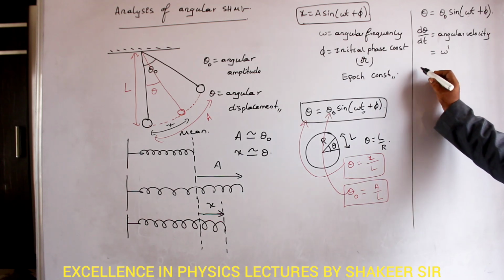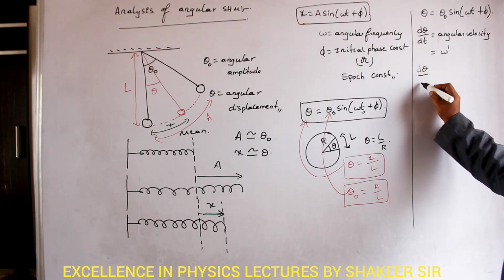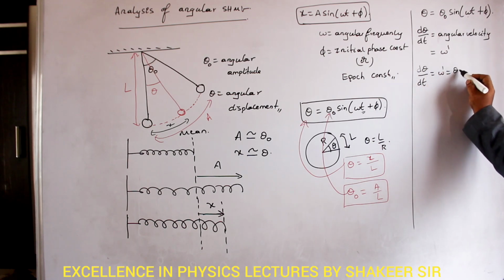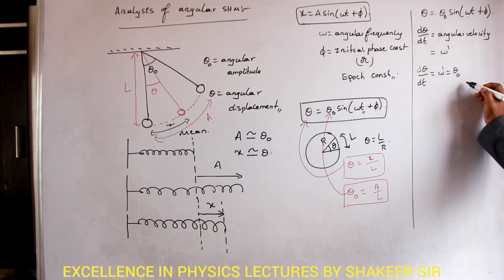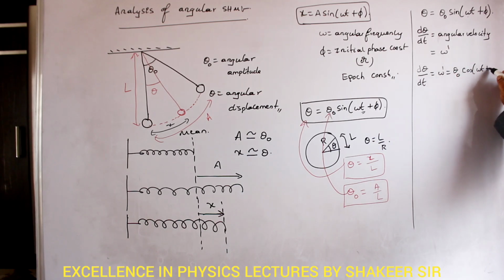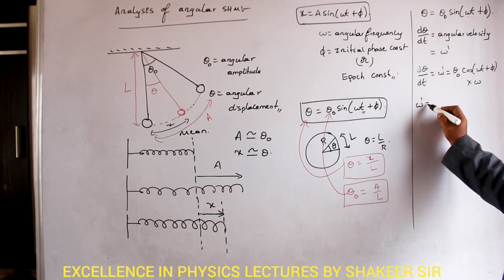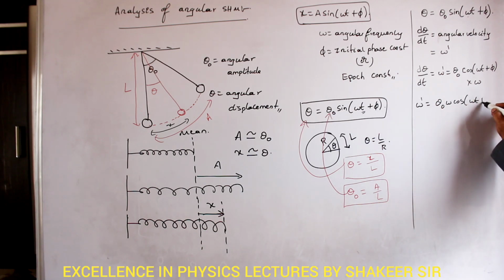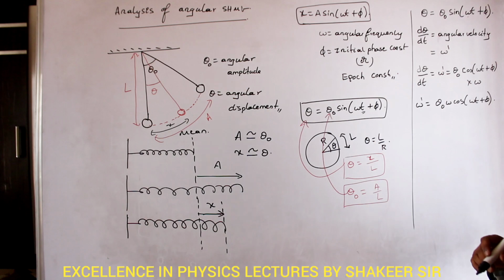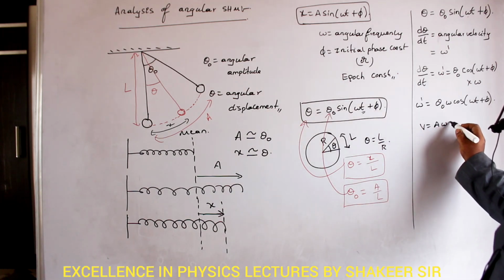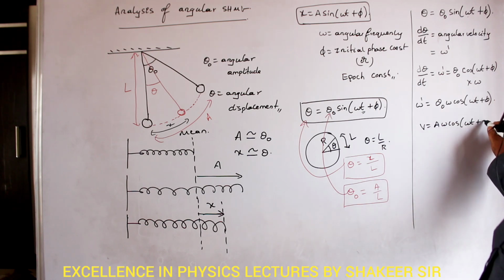So if I differentiate this, what will I write? d theta divided by dt is equal to omega dash, which is equal to theta naught times the differentiation of sine of omega t plus pi. How much is that? It is equal to cos of omega t plus pi multiplied by omega. Clear? So omega dash is equal to theta naught into omega cos of omega t plus pi. In a linear SHM, what is the equation for velocity? In linear SHM, v is equal to a omega cos of omega t plus pi. This is the relation, no?